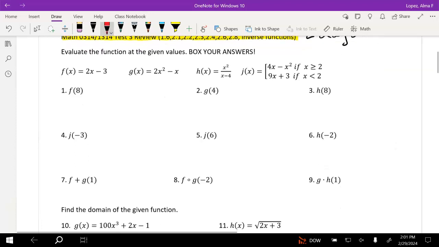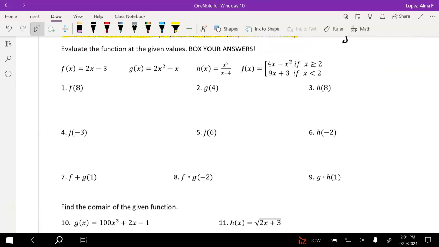When you're evaluating functions, remember the function will be provided for you at the top. To find f of 8, you go to function f. Everywhere that they have an x, we're going to plug in an 8. This is going to be 16 minus 3, which will give us an answer of 13.